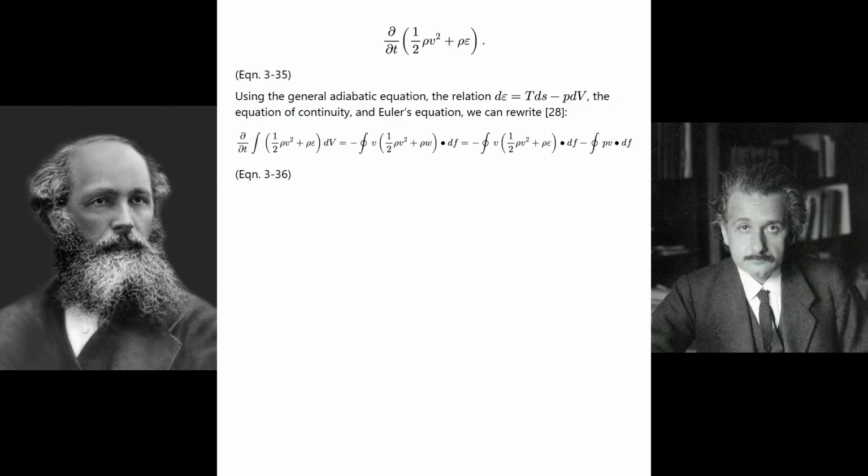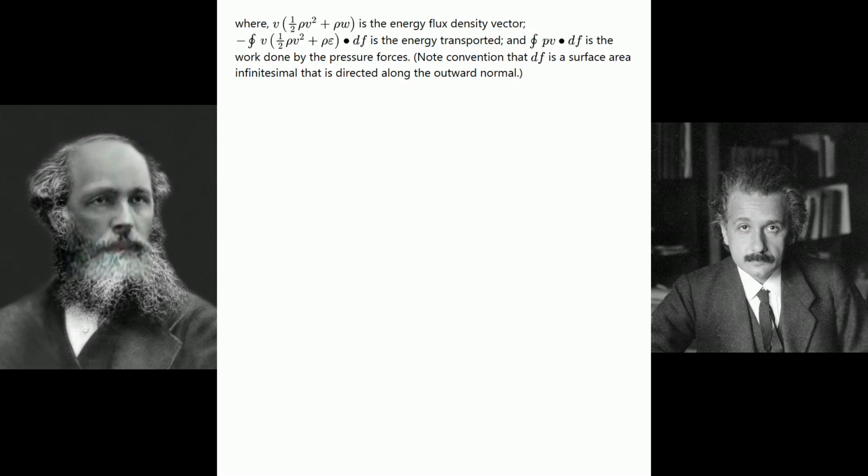See equation 3-36. Where v times 1/2 rho v squared plus rho W is the energy flux density vector. Negative the contour integral of v times 1/2 rho v squared plus rho epsilon dot df is the energy transported. And the contour integral of P v dot df is the work done by the pressure forces. Note the convention that df is a surface area infinitesimal that is directed along the outward normal.